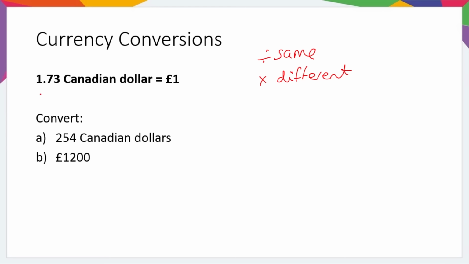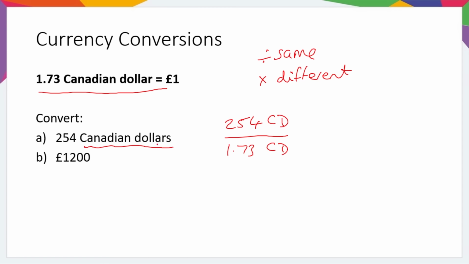Now, here we've got a conversion rate, an exchange rate, and we want to convert 254 Canadian dollars. Now, dividing by the same means we need to divide by Canadian dollars. So we are looking for the Canadian dollar value from our conversion rate, which is 1.73. That's what I mean by divide by the same. We're converting Canadian dollars, so we need to divide Canadian dollars by Canadian dollars.